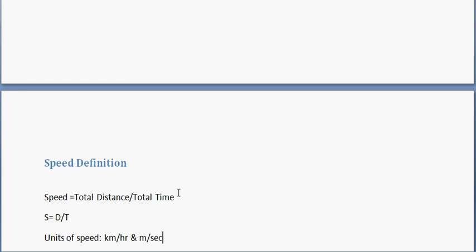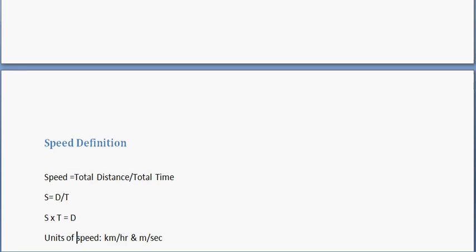So speed is defined as total distance traveled upon total time taken, or S is equal to d by t. This we already know, right? Or we can write S into t is equal to d, right? So we can also write this. This is the definition of speed.